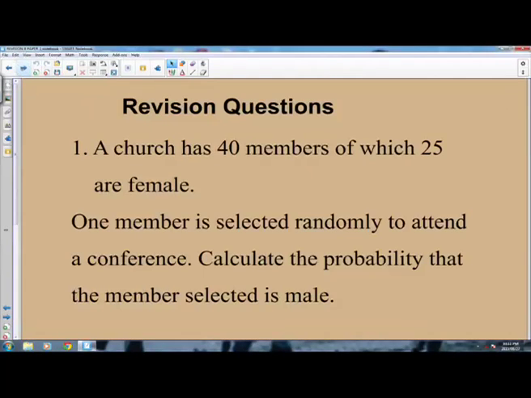Let us have a look at the first question. The first question says, a church has 40 members, of which 25 are female. One member is selected randomly to attend a conference. Calculate the probability that the member selected is a male. So we are told that a church has got 40 members, and of these 40, 25 are female. And then the question says you have to find the probability of male.